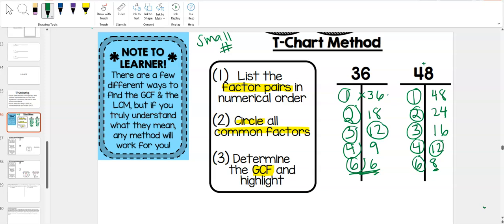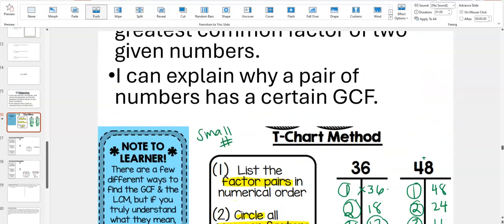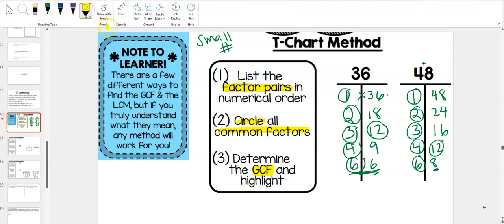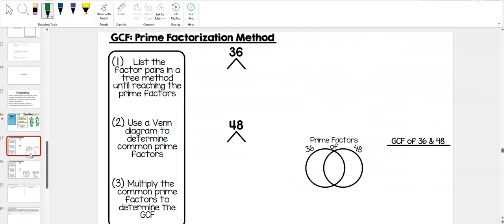Okay, so now I'm going to highlight, or truly identify, the biggest one they have in common, which in this case is 12. 12 is the largest number that 36 and 48 have in common. So therefore, my GCF is 12. So that is finding GCF using the T-chart method. Okay.